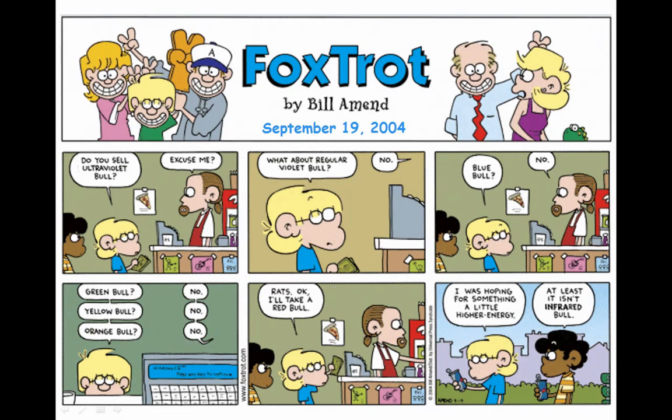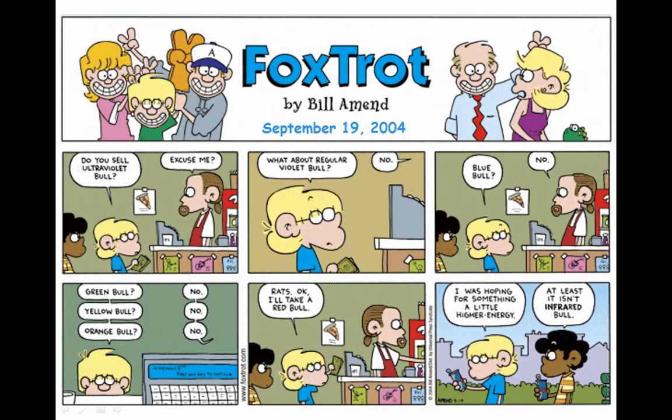So I use this comic strip to remember: okay, Red Bull, that's the lowest energy one. It's kind of ironic that Red Bull's called Red Bull. Shouldn't it be called Violet Bull? Yep, it sure should be. And at least it's not Infrared Bull, because that tells you that Infrared Bull is even worse than Red Bull. It's even lower energy than Red Bull. So if you bought an Infrared Bull from the store, you'd expect a very low dose of caffeine and sugar.